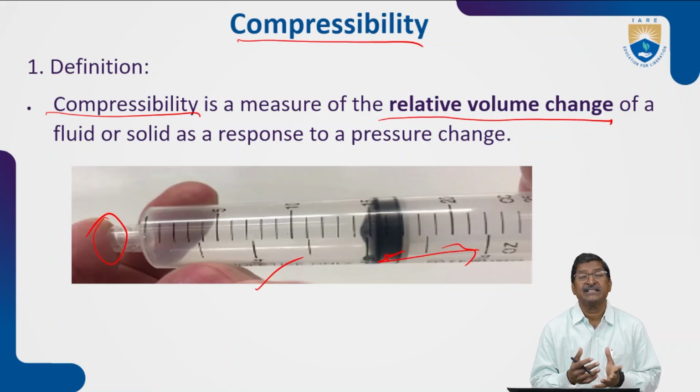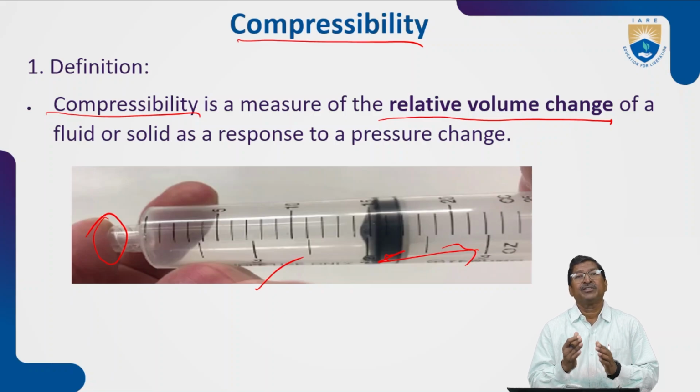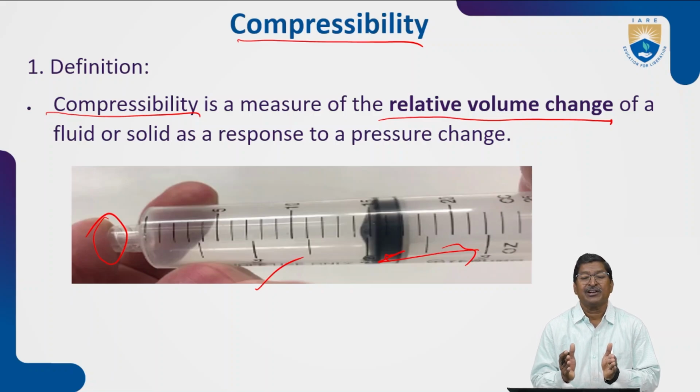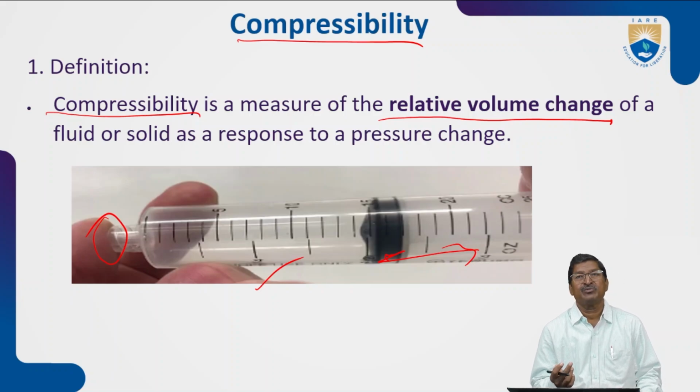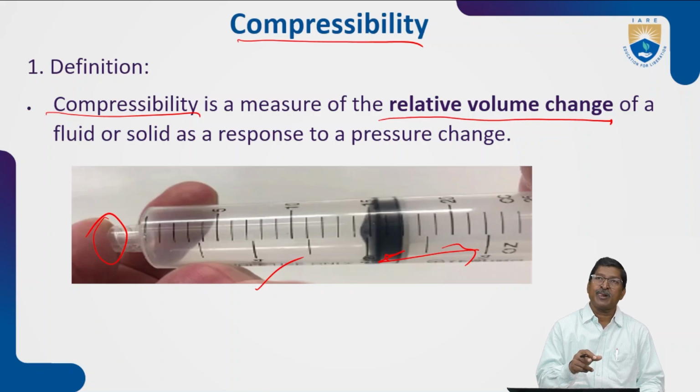Whereas air and gas can be compressed relatively more. That's why gas comes under the compressible fluids. So compressible fluid, incompressible fluid.